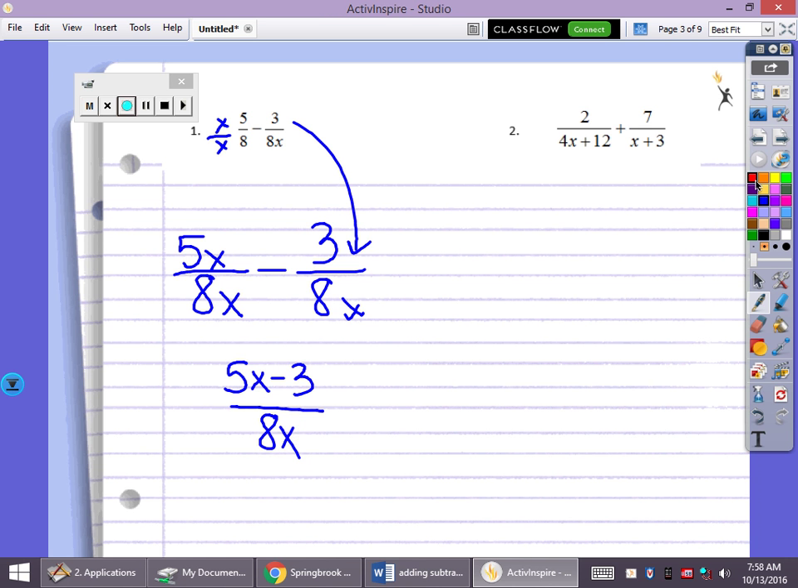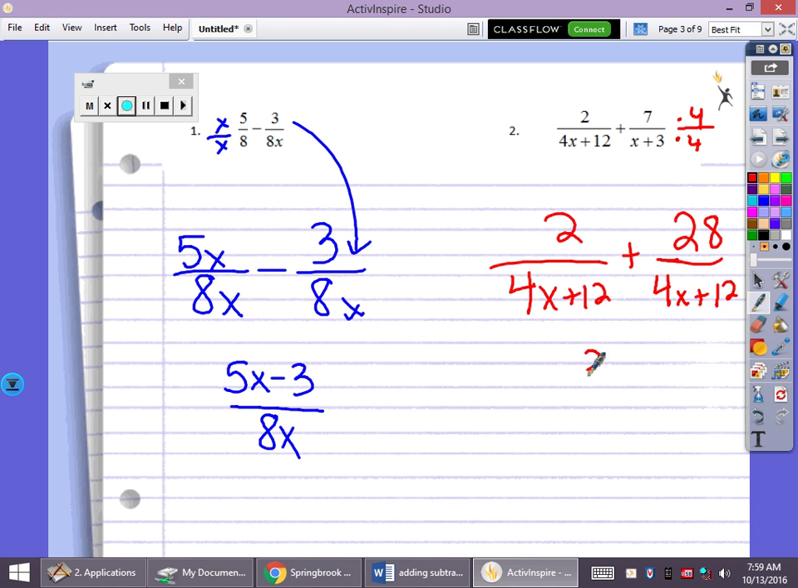Okay, this next one, watch out, it's a little tricky. Anyone see it? Multiply this one by 4, right? So that means my common denominator is going to be 4x plus 12. What I do to the bottom, I must do to the top. So 28 over there, and then this is 2. So it's going to be 30 over 4x plus 12. Okay? And I guess we could reduce that and divide everybody by 2, but we'll leave it alone for now. Okay? Moving on.